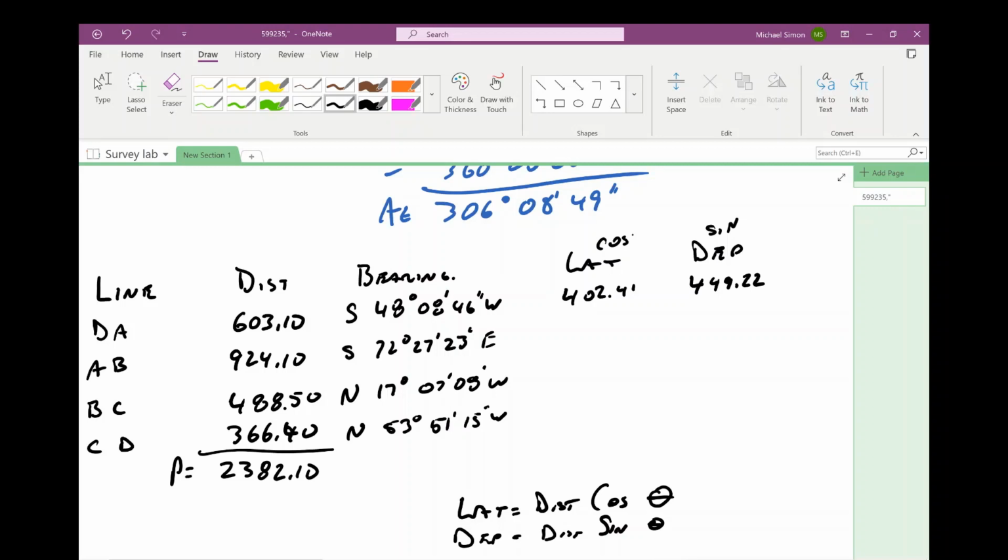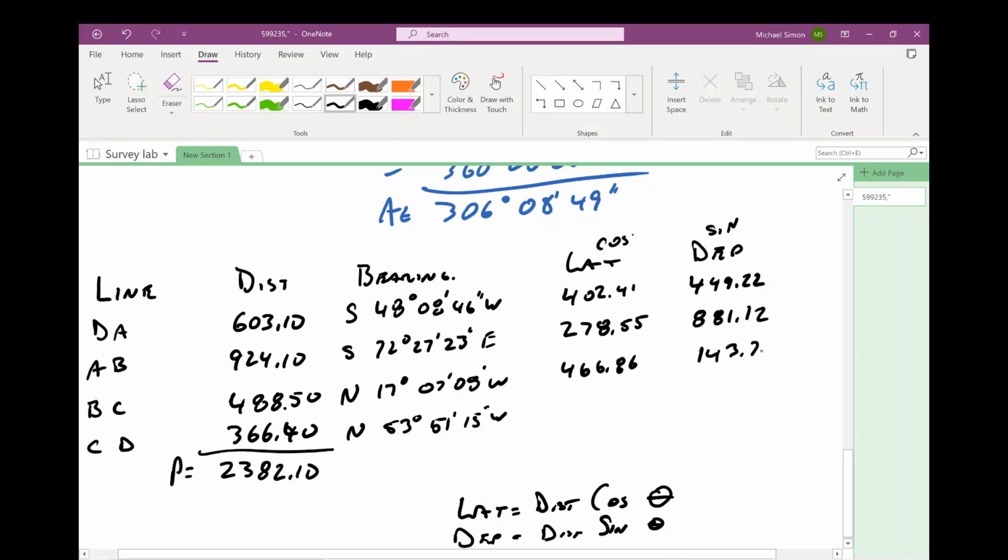924.1 times cosine 72, 27, 23. This would be 278.55. 924.1 times sine of 72, 27, 23 is 881.12. 488.5 times cosine of 17 degrees, 7 minutes, 8 seconds, we get 466.86, and 488.5 times sine of that is 143.79.